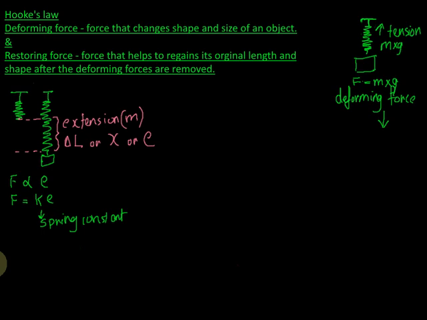A bigger K means it is harder to extend, for example the spring of a car shock absorber, and a smaller K means it is very easy to extend, or I can say that it is a slinky spring. Now I can rearrange this equation to find K, the spring constant. K equals F over E, and the unit for that will be Newton per meter.